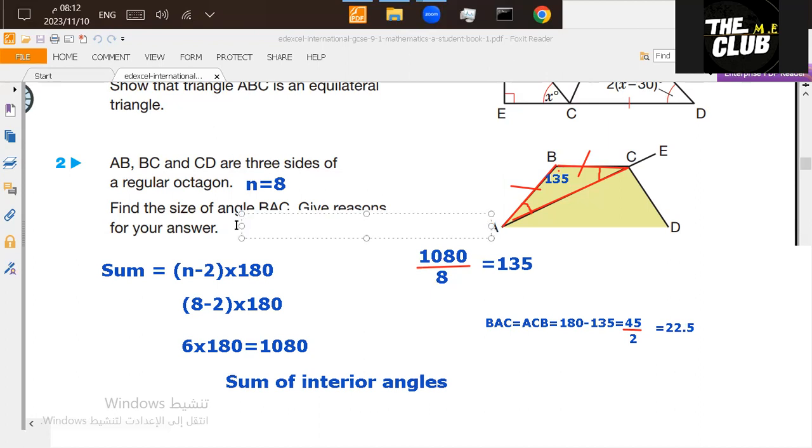It's going to be 22.5. Now, of course, they told you to give reasons for your answers. This one is the sum of interior angles. And then why did we divide by 8? Because it will give me each interior angle alone. And we said BAC equals ACB. And why is that? Because ABC is isosceles. Okay, right? Isosceles. And these are the reasons for each step that we made. And this is how you answer a question like this. Now let's move on to the next one.